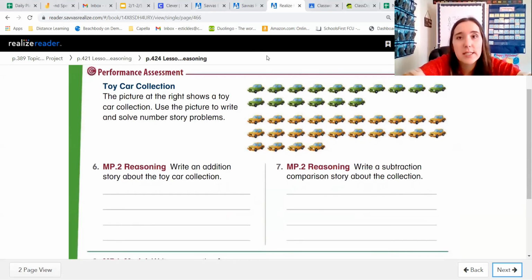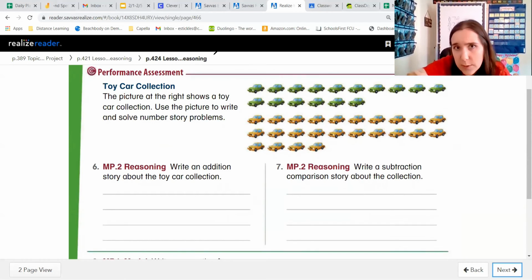Okay, we're going to do number 6 together, and then you're going to do number 7. So let's see what it says. Toy car collection. The picture at the right shows a toy car collection. That's a pretty cool collection. Use the picture to write and solve number story problems.